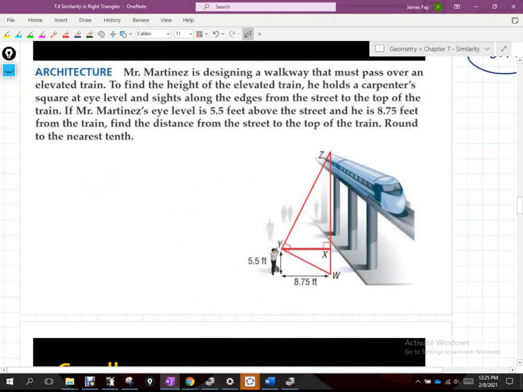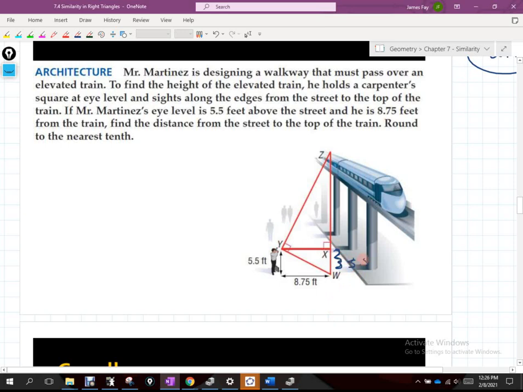So he holds that up to eye level, and basically along one of those edges, he makes an imaginary line or sights an imaginary line that goes to the top of the train. The other line goes to the bottom of the train, of this elevated track. It says find the distance from the street to the top of the train. All right, so how long would this distance right there end up being?